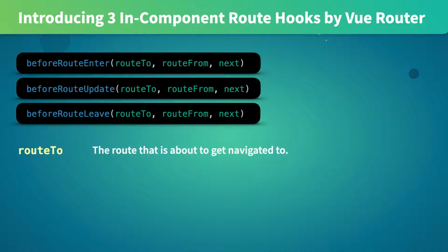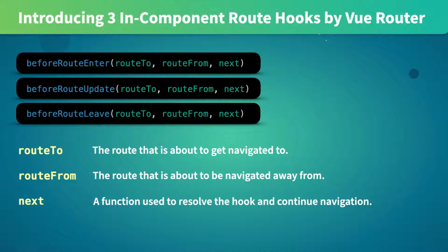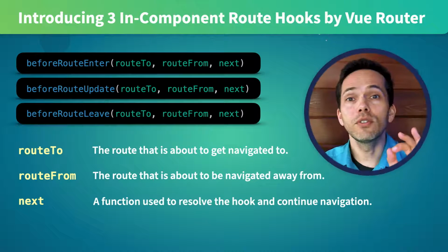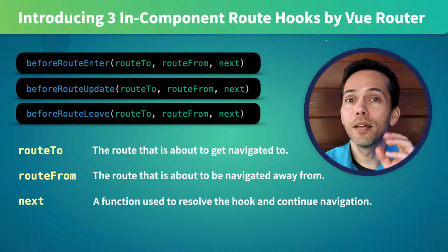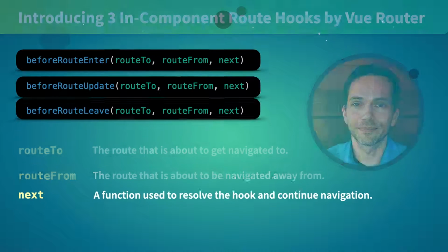Route to is the route that is about to get navigated to. Route from is the route that is about to get navigated away from. And next is a function that's optionally used to resolve the hook and continue navigation. In Vue 2, we had to use next. But with Vue 3, we have a few other options, which I'll show you later on.